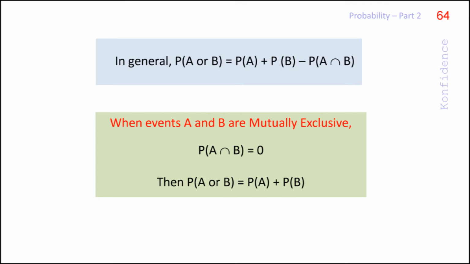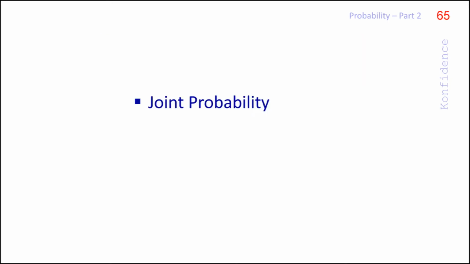It should be noted that the concept of mutually exclusive and mutually non-exclusive events is relevant only in cases where the events share the same sample space of the experiment. Now let us learn about joint probability and conditional probability. For that, it is important to understand the difference between independent and dependent events.